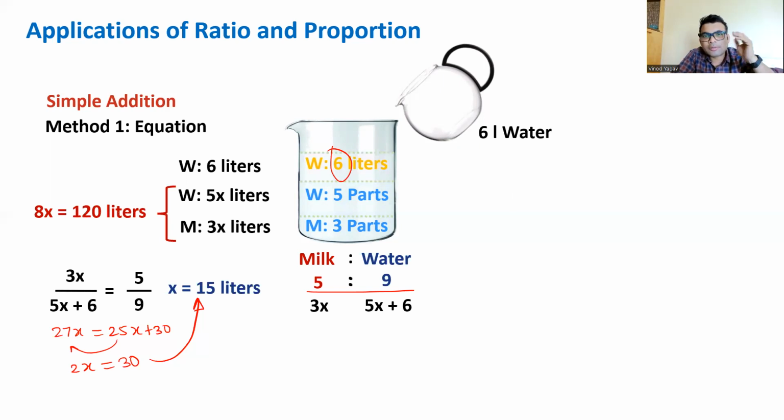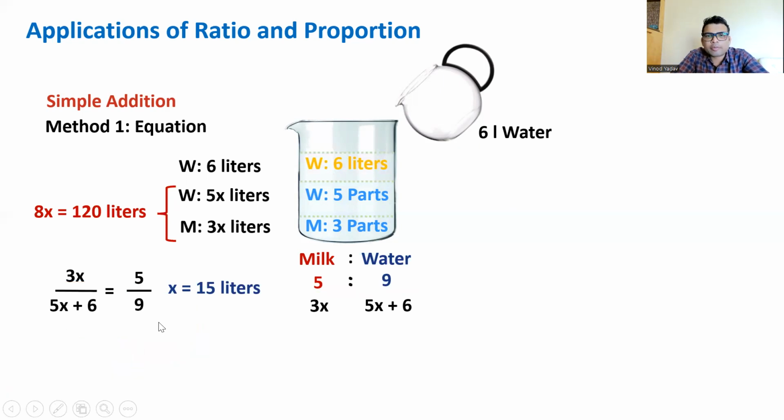So 8 into 15. So the old quantity was 120 liters. New quantity, if they would have asked, of course, plus 6, right? So 126 liters. This is equation method, friends. I hope everybody understood. Second method is alligation.